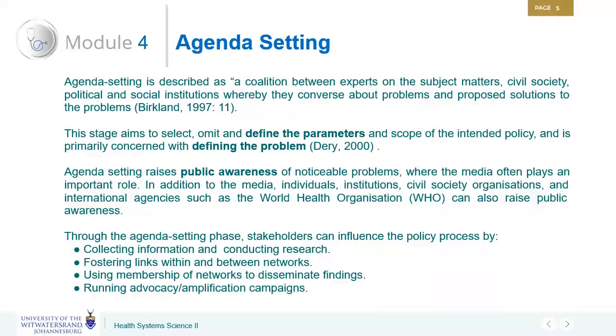How do stakeholders influence the policy process? First of all, we have to have good scientific evidence. So many people might be involved in collecting that information through sound research processes. Also, we want those stakeholders to assist in the policy process by creating links between existing networks.